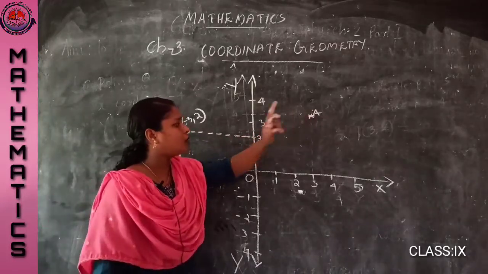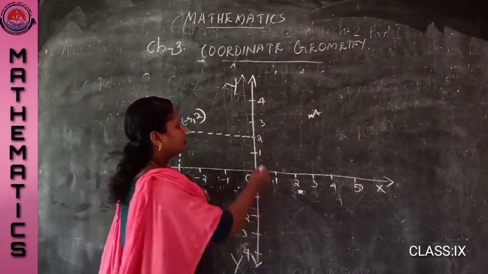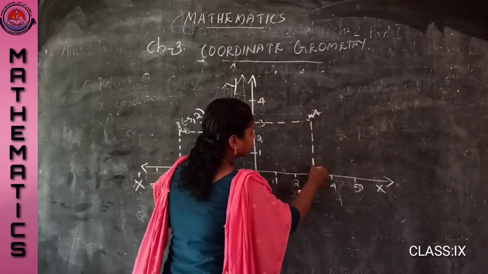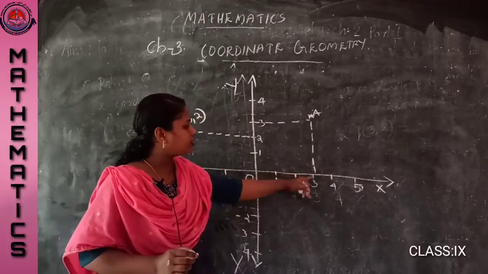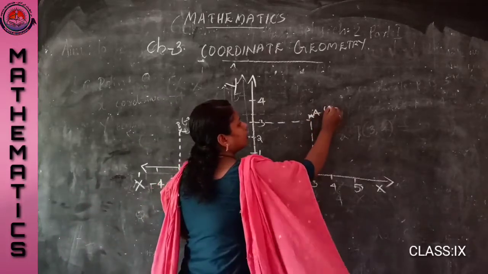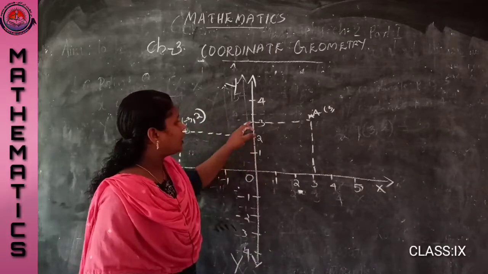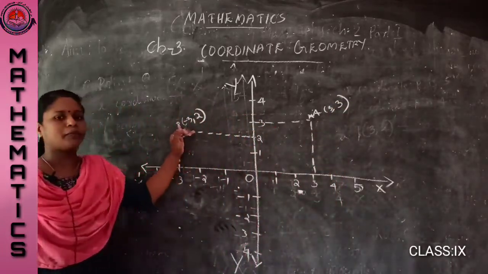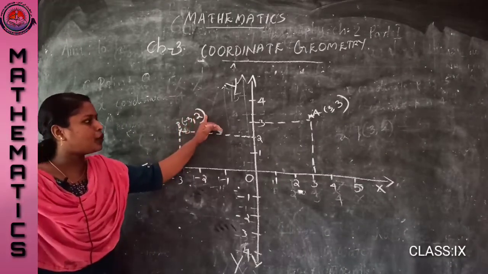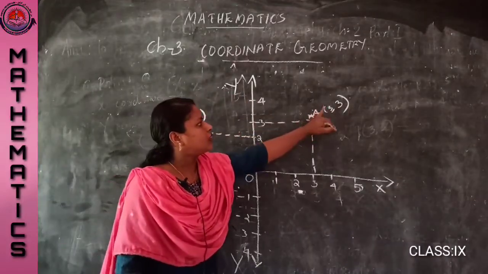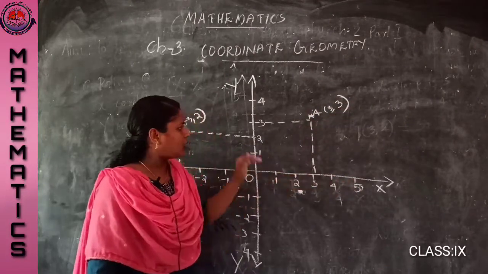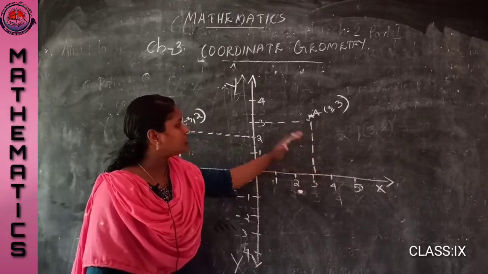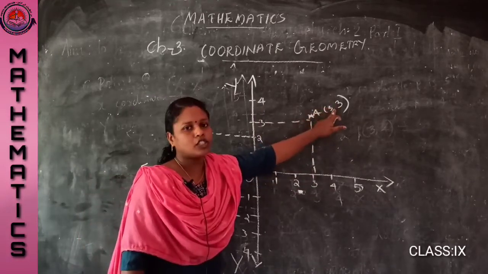And here A, coordinates of point A. Here also we can draw the perpendicular lines. Here x coordinate is 3 and y coordinate is also 3. So the coordinates of point B is (-3, 2), and here A is (3, 3). It is in the first quadrant, therefore x coordinates and y coordinates will be positive.